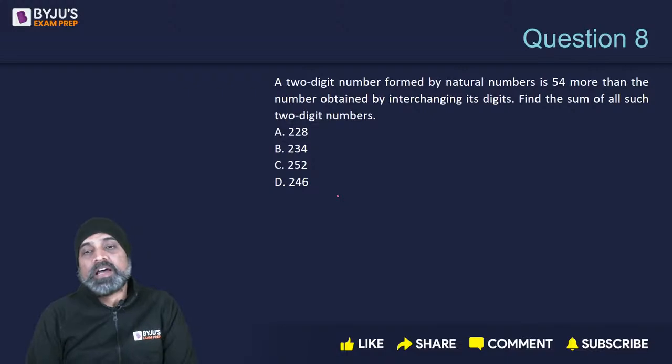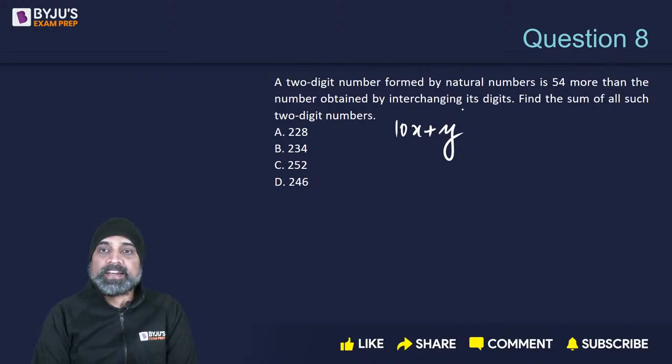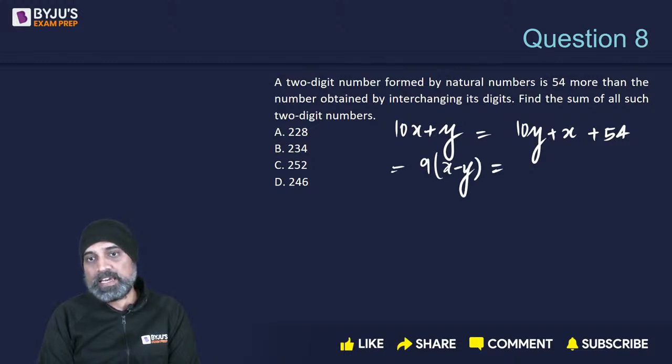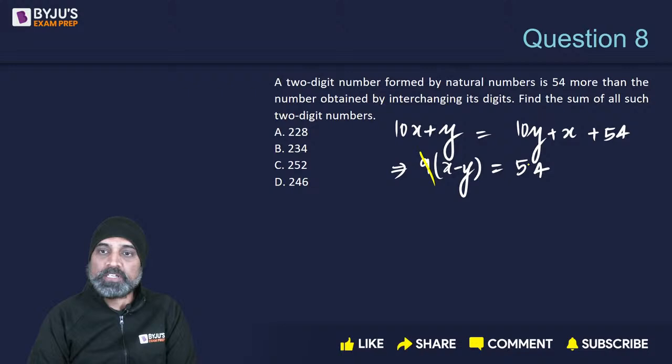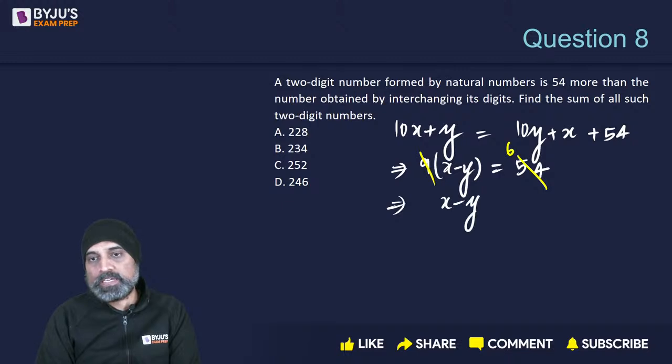Next question. A 2-digit number formed by natural numbers is 54 more than the number obtained by interchanging its digits. So if we have a 2-digit number, let's say it's 10x plus y, and if we interchange the digits, it will become 10y plus x. It says this number is 54 more when you interchange. So if we rearrange, we are going to have 9x minus 9y, or we can simplify and say 9 times (x minus y) will result in 54. Now 9 and 54 are both divisible and this turns out to be 6. So we will have x minus y is equal to 6.